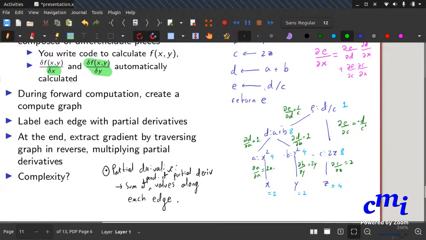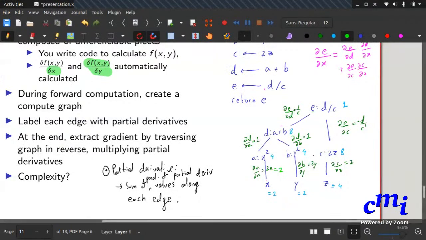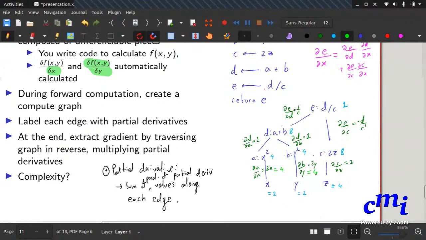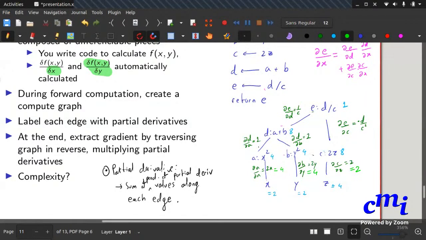So we get 2 times x, which is going to be, sorry, I mean 4. Similarly, we get 4. And here it's just constant 2, so we get 2, right? This will just be constant 1, so we get 1. This will just be constant 1, so we get 1, right? And then this is 1 by c.